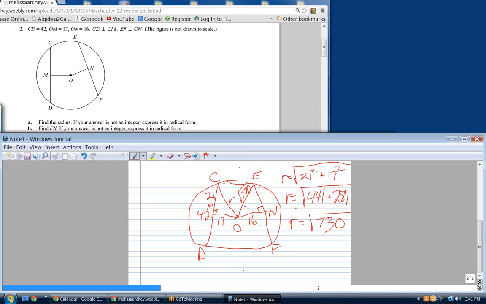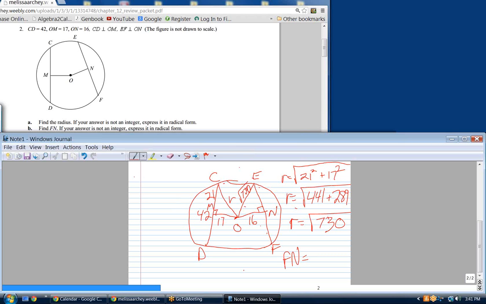Alright, and we get 473.54, and then we need to... Okay, again, we want to put it in radical form. So how do we put it in radical form? No. Here's what radical form is.